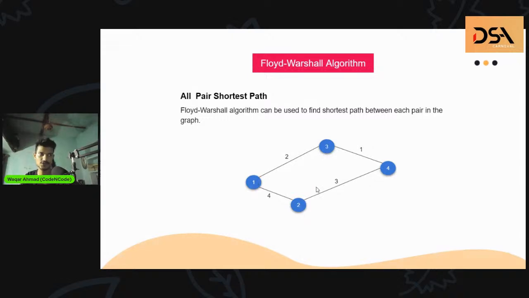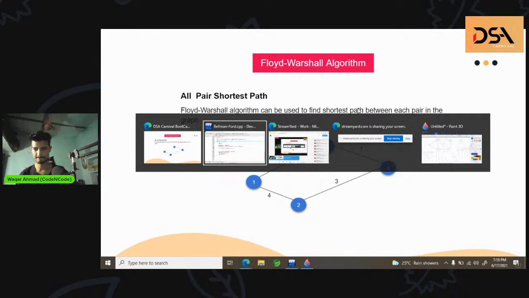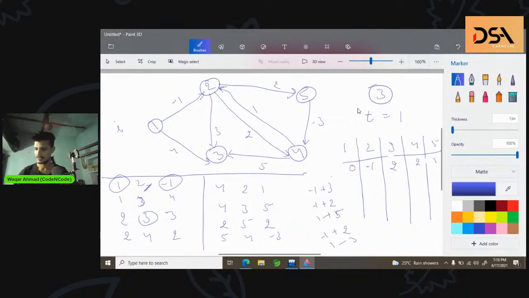So I need to find the shortest. The question can be to find the minimum distance between any two nodes, right? In that case, we need to evaluate the shortest distance between each pair, and that's where the Floyd-Warshall algorithm comes in. It uses a dynamic programming approach. So how does this work? Let's clear this and see how the Floyd-Warshall algorithm works.